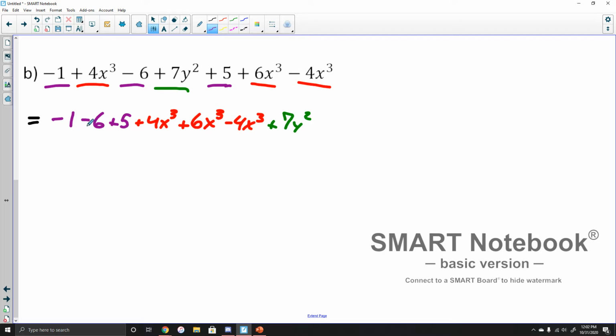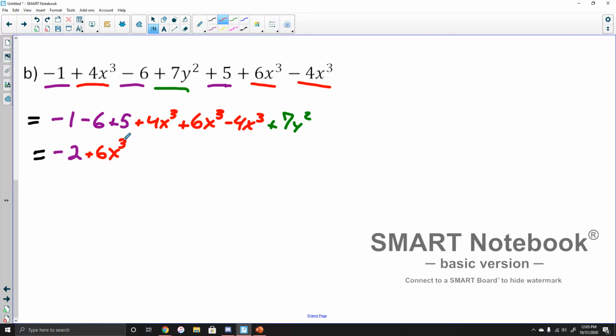Now we have, let me put equals -1 minus 6 is going to be -7 plus 5 is going to be -2. 4x cubed plus 6x cubed is going to be 4 plus 6 is 10x cubed, minus 4x cubed is going to bring us back down to positive 6x cubed.